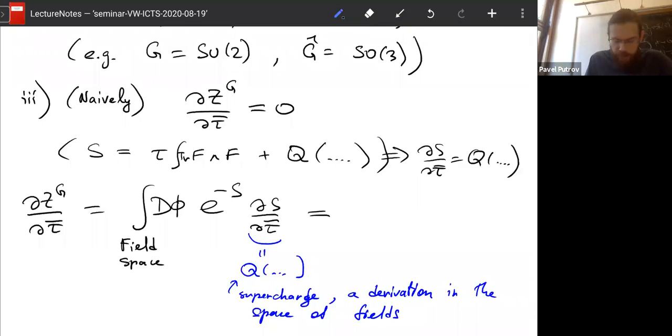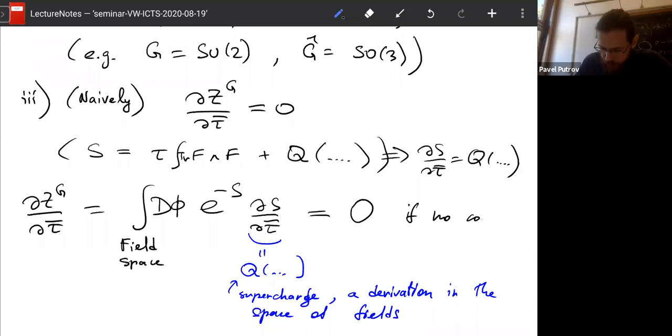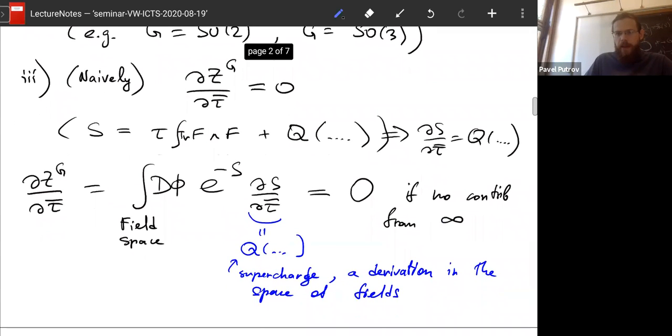One can integrate by parts, and if there is no contribution from infinity of your space of all fields, then this should be zero.